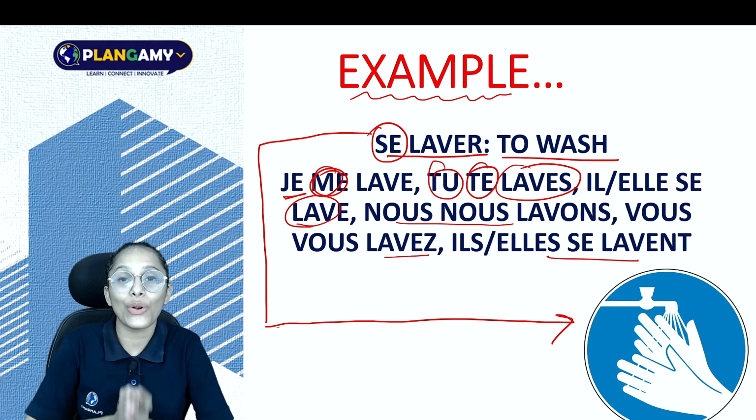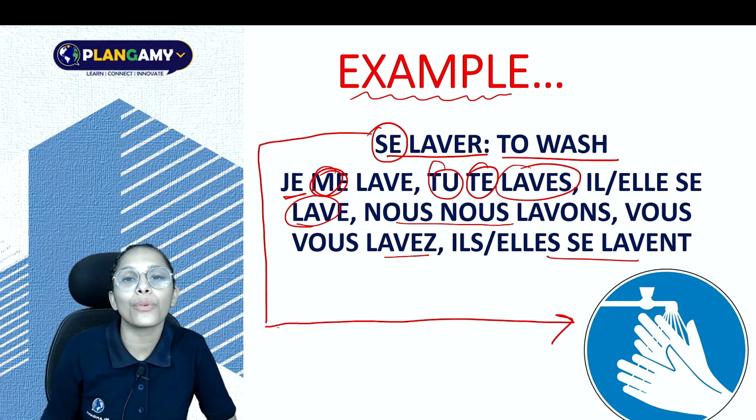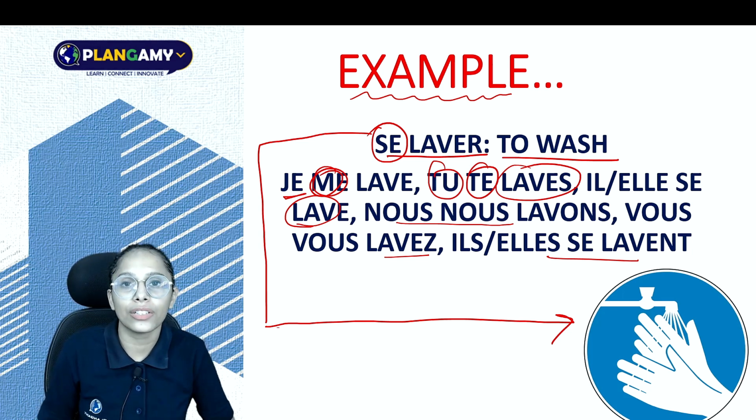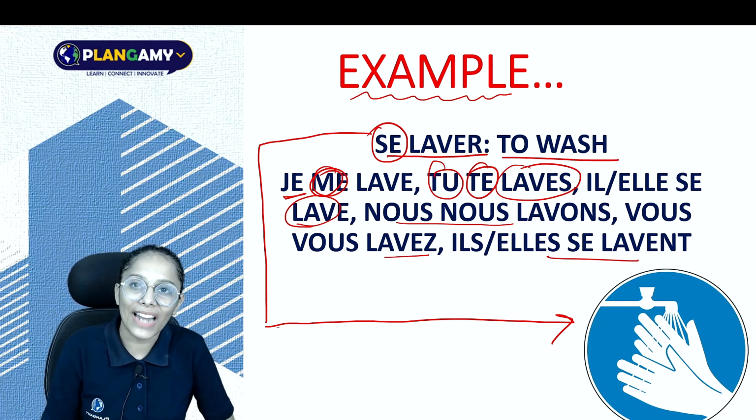Remember how to conjugate the present tense. For all three groups of verbs, that is the -er group, the -ir group, and the -re group, if we have to conjugate les verbes pronominaux in the present tense, we will use the present tense conjugation. The only difference is that we have to add the pronouns, that is, the reflexive pronouns. I hope that it is clear to you.